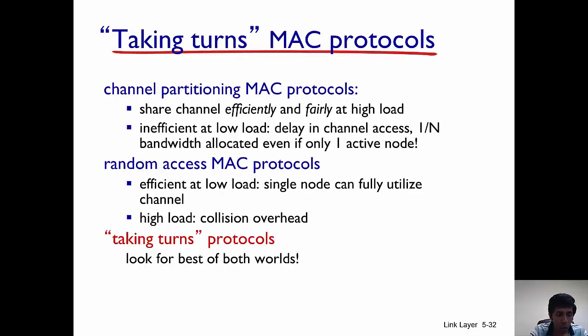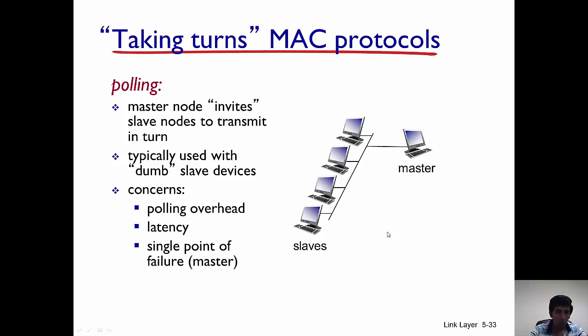Now, first we looked at channel partitioning protocols, TDMA and FDMA. Then we looked at random access protocols, and now we're going to look at taking turns protocols. Taking turns protocols try to get the best of both worlds. So they try to combine channel partitioning as well as random access protocols. Okay, so how does it work? Let's look at the simplest case, polling.